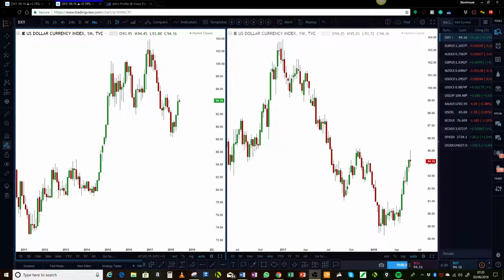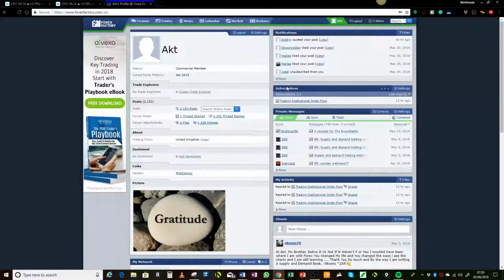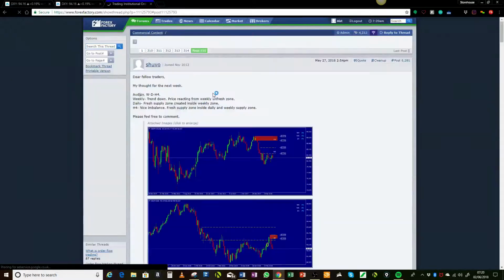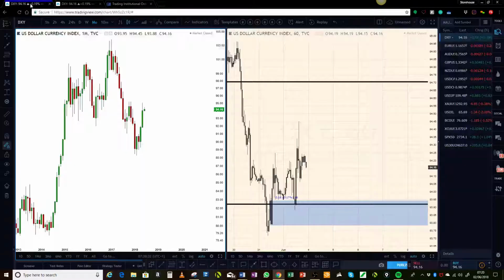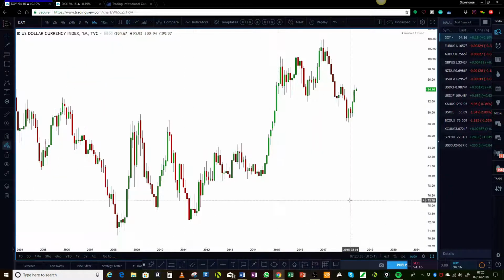So being the first of the month, May is now finished. We're at the beginning of June. I started posting some monthly charts on the thread yesterday evening, so I'm going to be looking at those again, and we'll go through some of the ones that we have as well. Okay, so here we go. Let's start with the big daddy, as always, the US dollar.